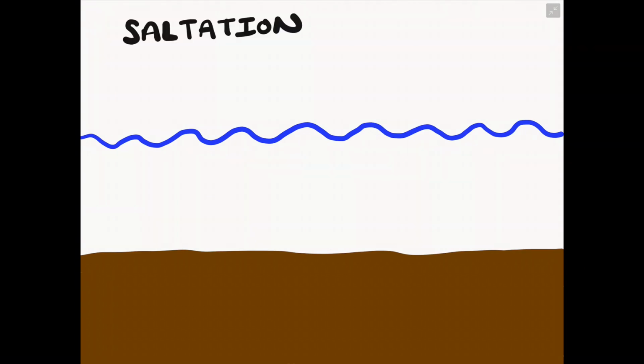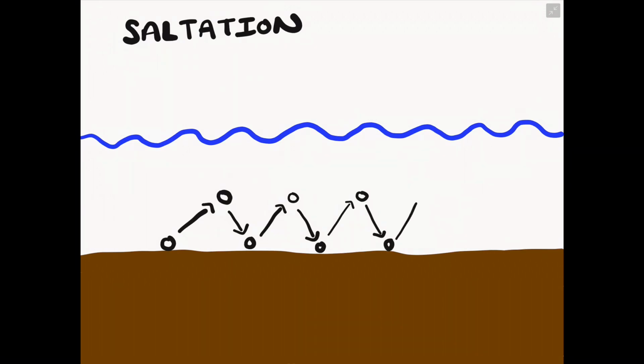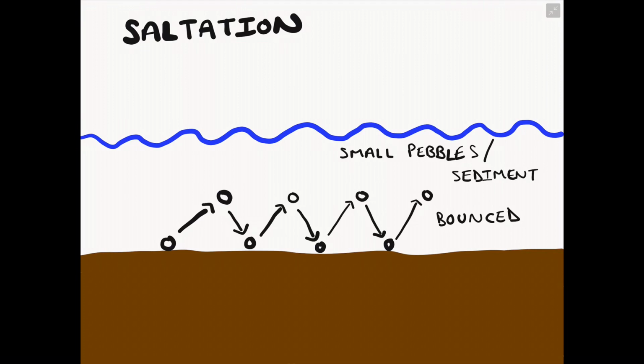The second transportation method is known as saltation. Now, this one involves smaller particles such as pebbles or small stones being lifted up by the sea when it has enough energy, but then dropped when it has lost its energy, and this results in a bouncing movement where the stones or pebbles are actually moved along the seabed through this bouncing motion.